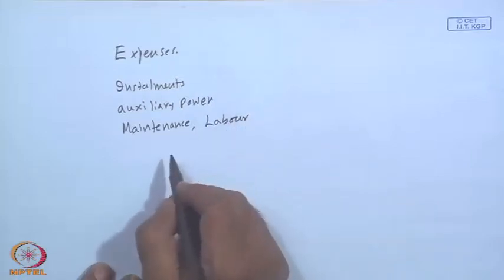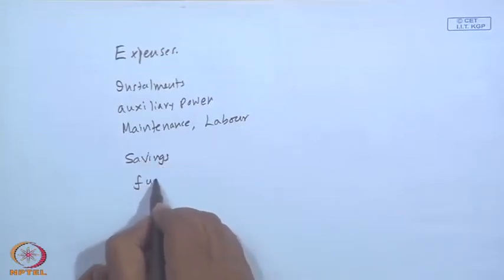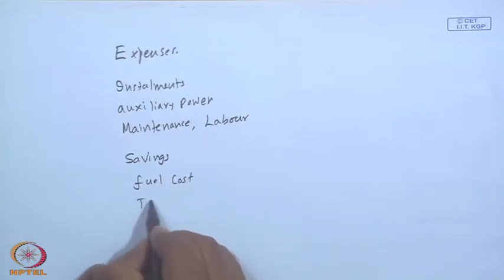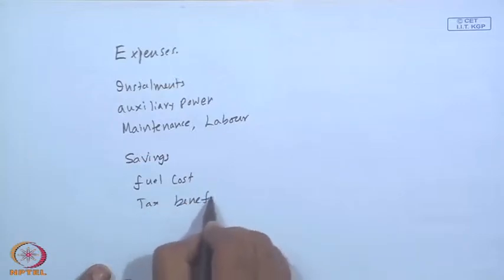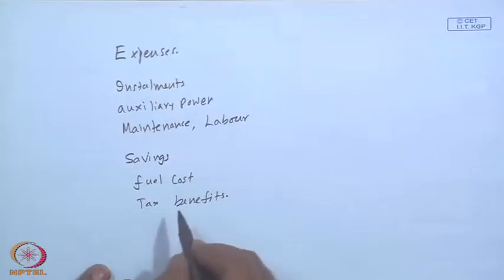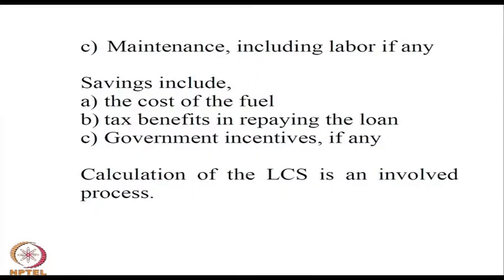And mainly the savings come from fuel cost, what is the fuel saved, and there could be tax benefits, because this is a green investment. There are tax benefits given by the government in various countries, and then government incentives, if any. In other words, there may be a subsidy, and there may be additional benefits by the government if you install a solar energy system and do not use the conventional fuel.